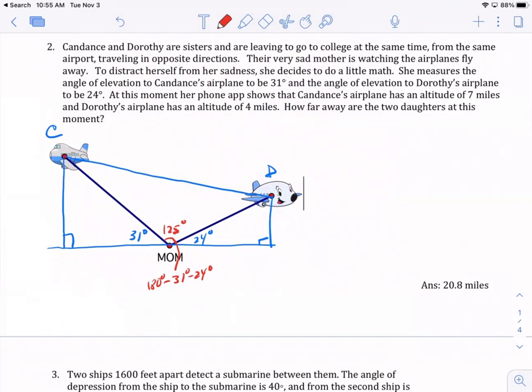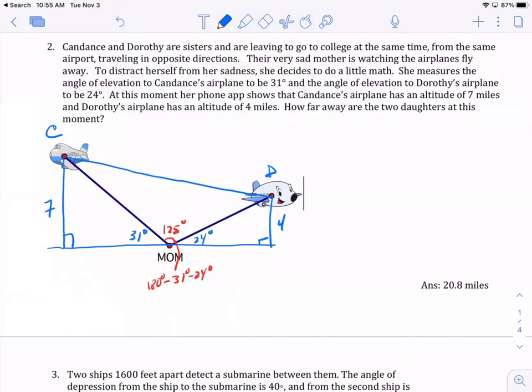Okay, what about the heights, the 4 miles and the 7 miles? Where do those go? On the verticals, the vertical segment of the right triangles. So where's the 4 go? By Dorothy or Candace? Dorothy. Okay, so 4 goes by Dorothy. 7 goes by Candace. Okay, and we want to find the segment CD.